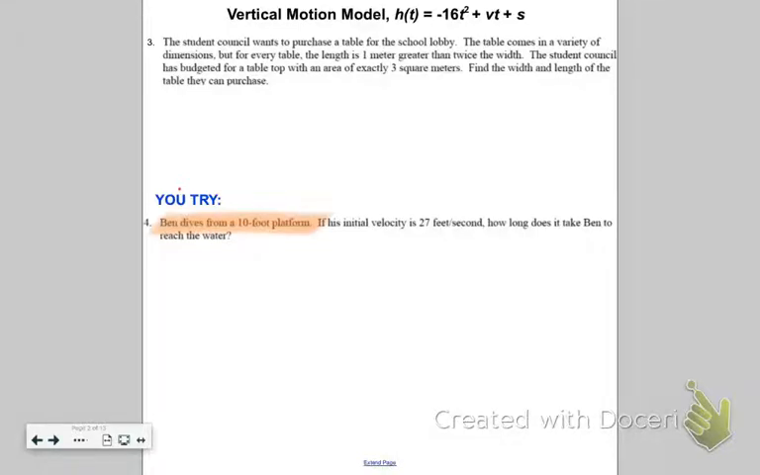Hi guys, this is the solution for the U-Try on page 23, the topic 7 video notes.